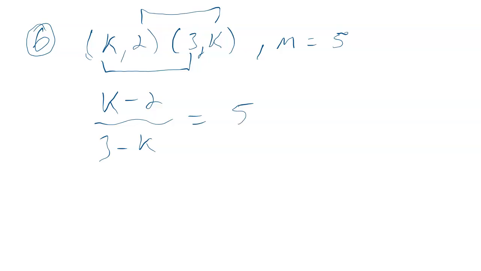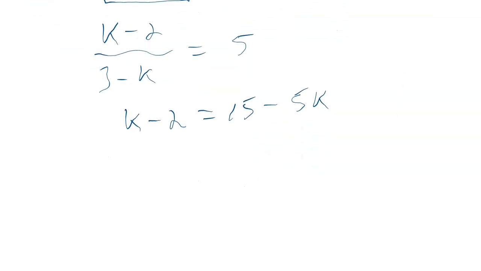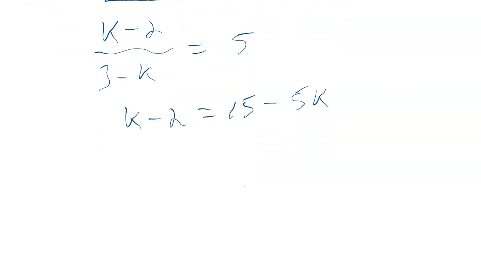That's not bad. Again, that's how you find slope. Slope's equal to slope. I'm going to get rid of the fractions by multiplying that 3 minus k over to the other side. So I get k minus 2 is equal to 15 minus 5k. Just solve for k here. I'll move k over to the left-hand side, so I'll get a 6k. I'll move the 2 over to the right-hand side, so I get 17. So I get k is equal to 17/6.